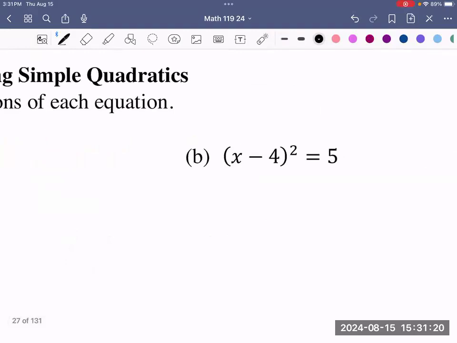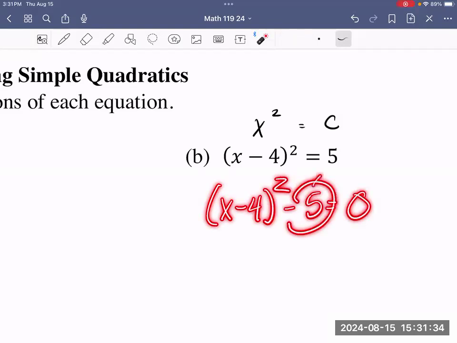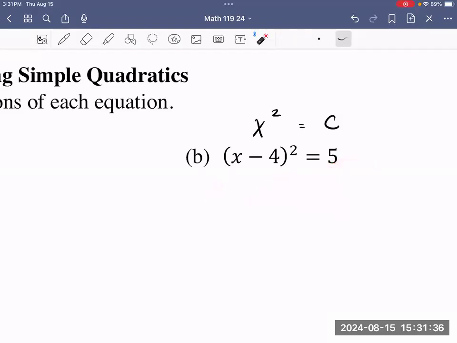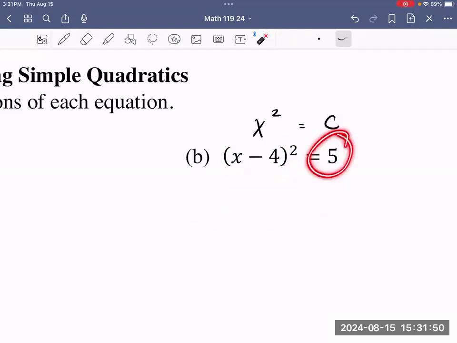Now, another technique we can do, so this still kind of has that form of x squared is equal to c. Again, if this was x minus 4 squared minus 5 is equal to 0, try to get the 5 to the other side before tackling this method. Now, if you asked me, oh, I know it's a square, so can I write 2 of them and then FOIL it out and then factor? Absolutely. Don't forget to bring that 5 over, but it's time consuming.